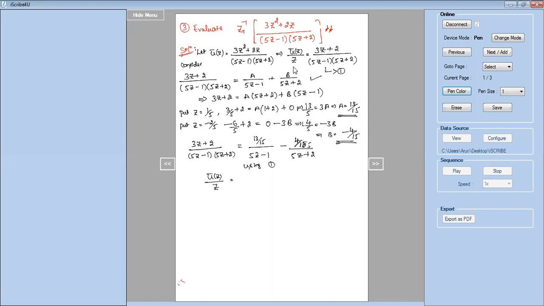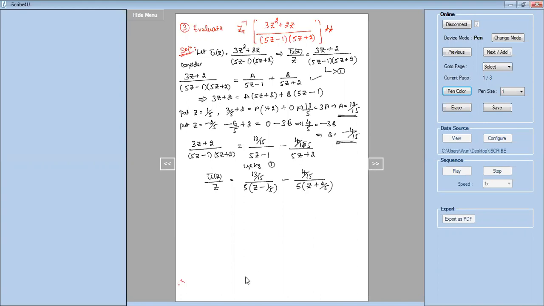I can write 13 by 15 divided by... See, already I told in the last problem, while solving a problem on inverse Z transformations, the coefficient of Z should be 1 always. So since you have 5 here, let us take that 5 outside. So it becomes Z minus 1 by 5. And similarly in the next term, it is 4 by 15 divided by 5. If we take it outside, it is Z plus 2 by 5.